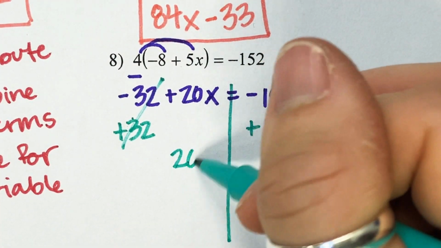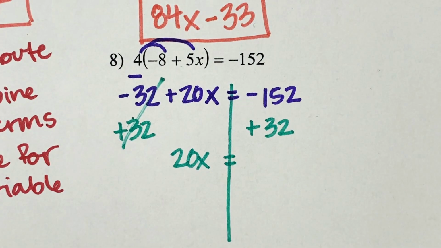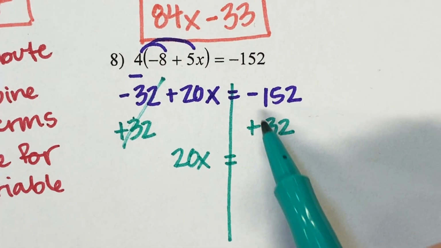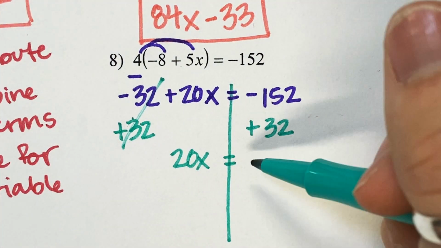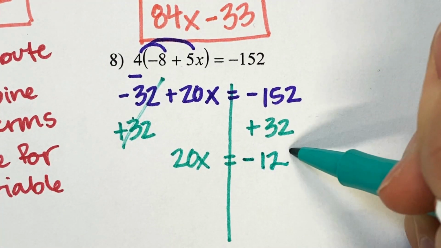Okay, so bring down your 20x, that's what's left over, equals negative 152 plus 32. So let's put that in our calculator. Negative 152 plus 32 is going to give me negative 120.